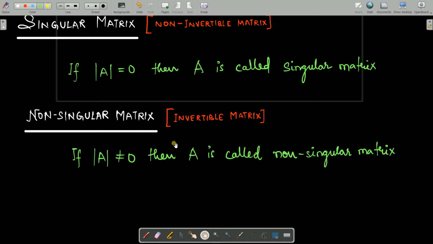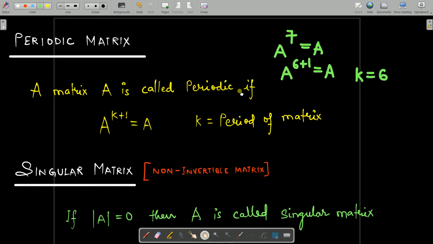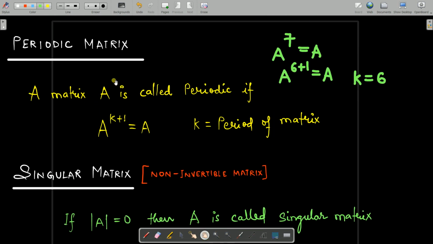And since the determinant is not equal to 0, of course you can simply find the inverse of this, provided it is a square matrix. So of course it has to be a square matrix, because unless and until it is a square you cannot find the determinant. Fine. So it's also pre-assumed. So a non-singular matrix is also known as an invertible matrix, that is, you can find the inverse of this matrix. So these were some other special types of matrices, which are periodic, singular and non-singular.